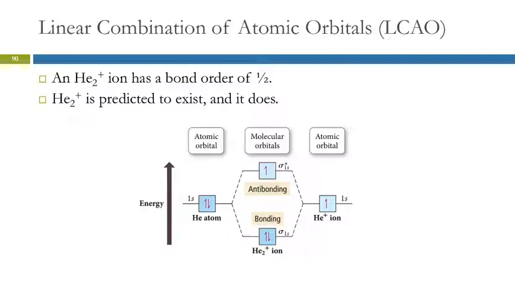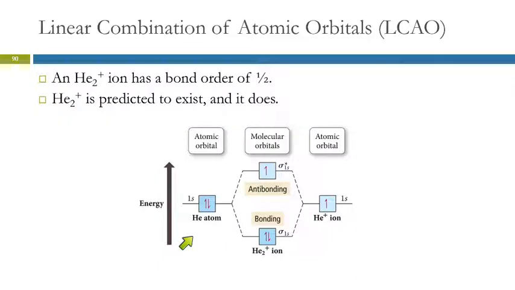We can also do this for some kind of funky looking ions. Well, what about He2 plus? This would be a polyatomic helium ion. That looks pretty crazy also, but let's draw the molecular orbital diagram for that.